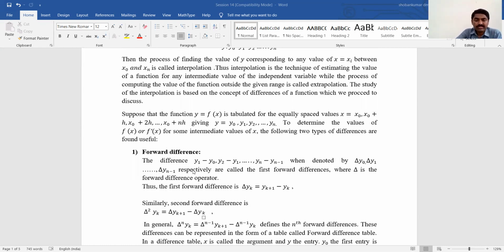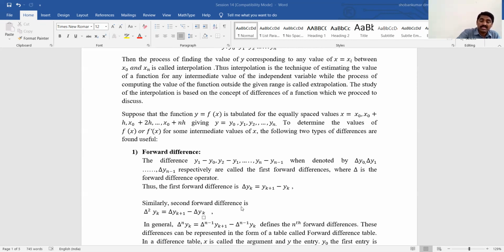Forward difference: the differences y1 minus y0, y2 minus y1, y3 minus y2, y4 minus y3, and so on, yn minus yn minus 1, when denoted by delta y0, delta y1, delta y2, delta y3, and so on, delta yn minus 1, respectively, are called the first forward differences. Here delta is the forward difference operator. You should remember, delta is a forward difference operator. Thus, the first forward difference is delta yk. In general, delta yk is equal to yk plus 1 minus yk, or delta yn is equal to yn plus 1 minus yn.